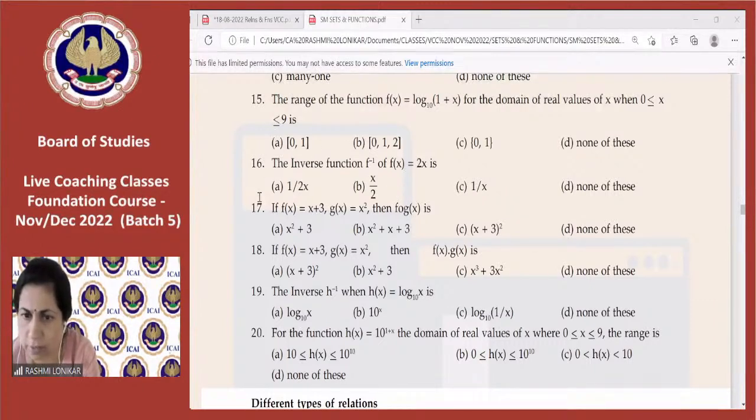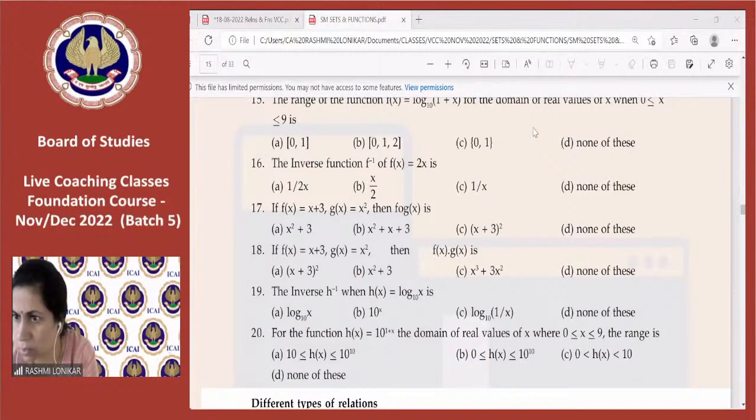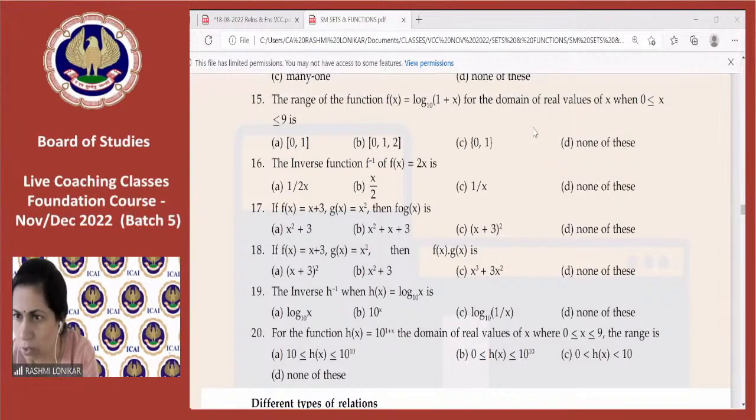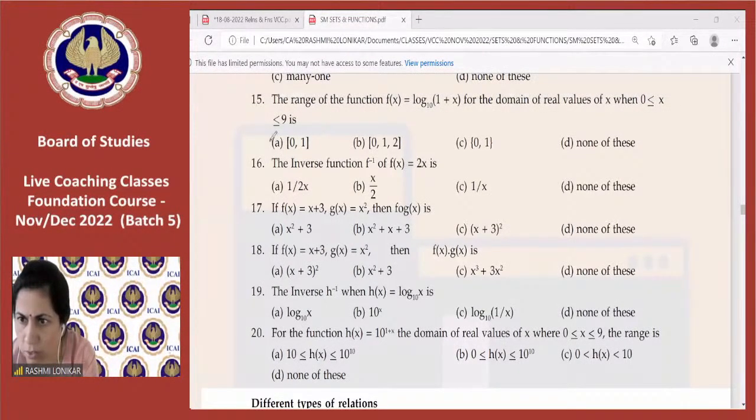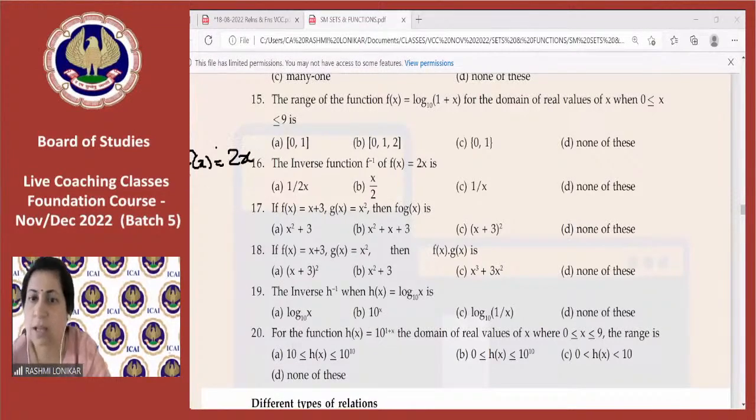Okay, let us now try to find out the inverse function. The inverse of f of x is equal to 2x. Okay, so here, I have f of x equal to 2x. Now what this means is, to find the inverse, I will write this as y is equal to 2x.